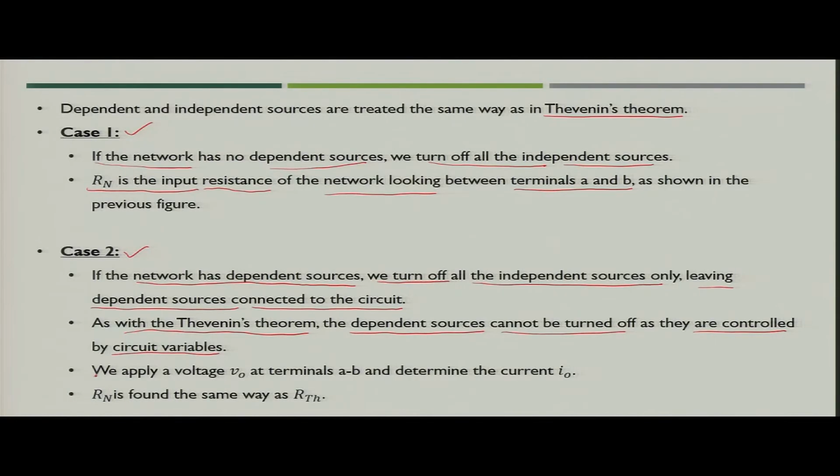So, what do we have to do in that case? As we did in case of Thevenin's theorem, here also we apply a voltage V naught at the terminals A B and determine the current I naught, and using this value we can easily find the value of R n, which is equal to R Th. So, Norton resistance and Thevenin resistance would be the same.